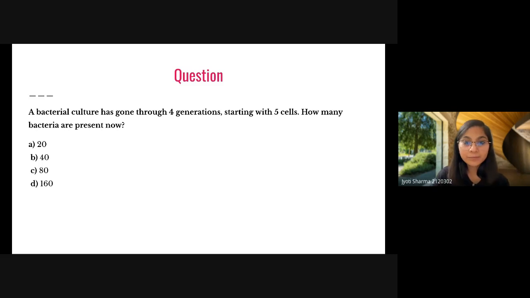Very simple. 5 to 10, one generation. 10 to 20, second generation. 20 to 40, third generation. 40 to 80, fourth generation. So 80, because we have four generations.